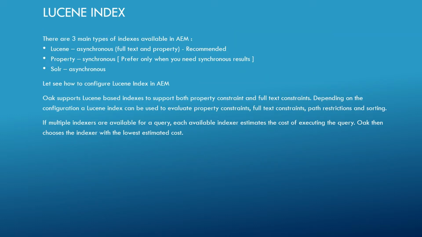There are three main types of indexes available in AEM. One is Lucene, which is asynchronous. You can do full text or property based indexing here. This is the recommended approach. Then the property index, which is synchronous. As we discussed, whenever you need a synchronous result, with result uniqueness, then you can go for this. Then another one is Solr. This is again asynchronous indexing. This can also be used for full text and property based indexing.